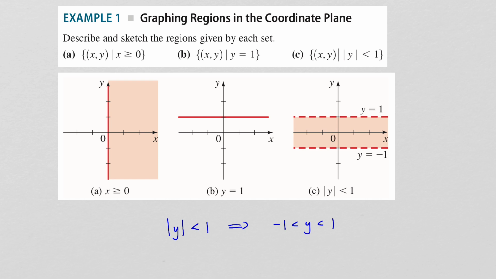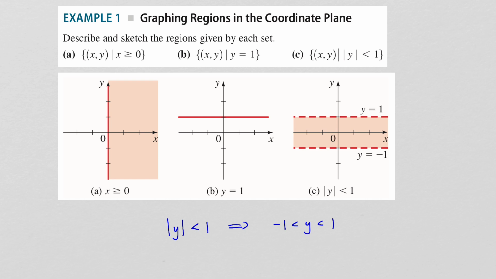So what does this look like in the coordinate plane? Once again, x can be anything, so we're not concerned about what x is. But here's y equals 1. Here's y equals negative 1. And if y is going to be in between 1 and negative 1, it would be all of the points in between these two horizontal lines.